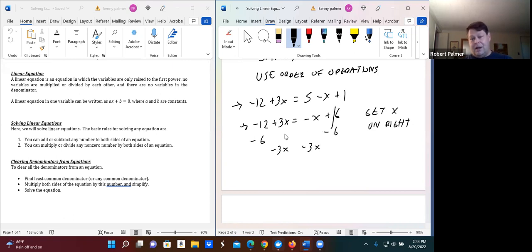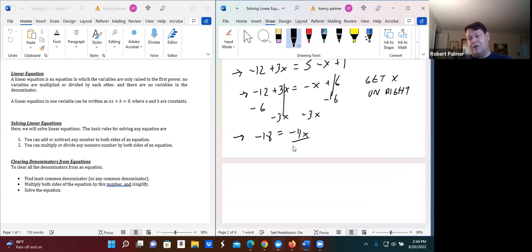So here, these cancel out, and over here, these cancel out. What I'm left with then is, on this side, -18, and on this side, -4x. Of course, to get the x by itself, divide both sides by -4. Let me also just turn this around. The -4s cancel out, so I have positive 18 over 4. If you notice, that will also reduce. You divide both sides by 2, and that's going to be 9 halves. Okay, so that's our solution.